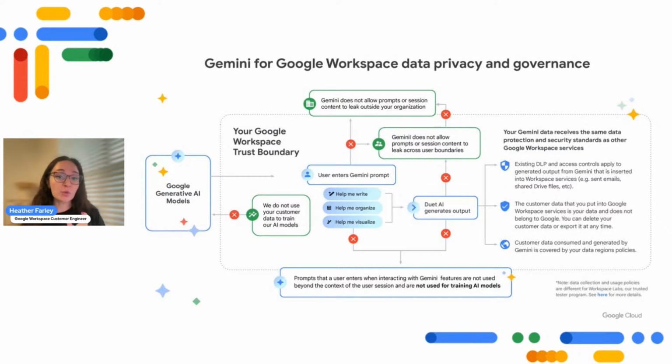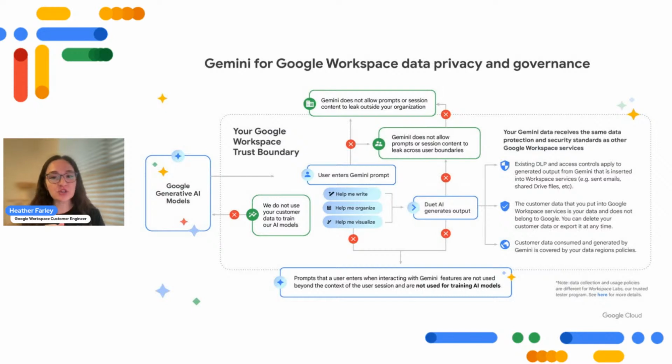Your Gemini for Google Workspace data receives the exact same data protection and security standards as any other Google Workspace service. This is very publicly available information. If you would like more information about it, we have a ton of blog posts as well as white papers detailing what our standards are with data protection and security. And within your own Google Workspace domain, the existing Google Workspace protections that you already have deployed in your organization will automatically apply as you roll out Gemini.